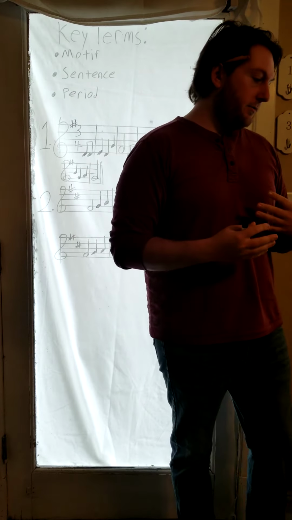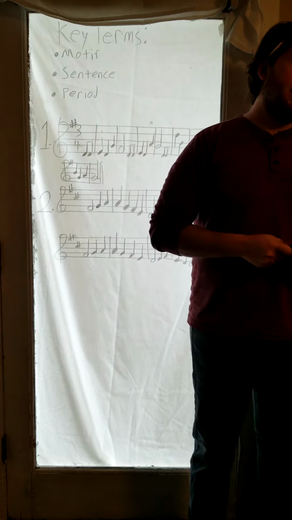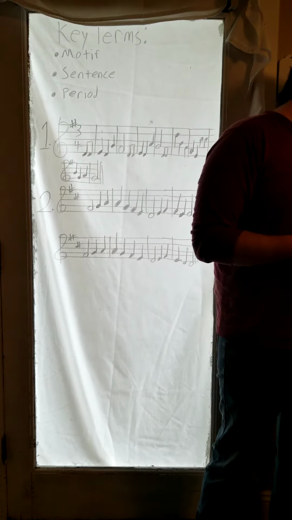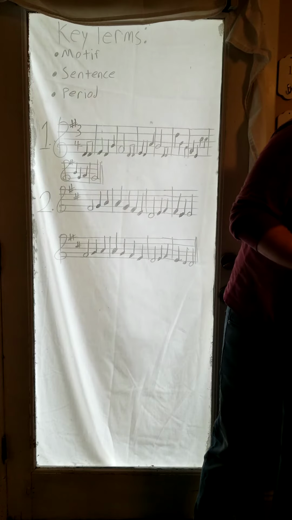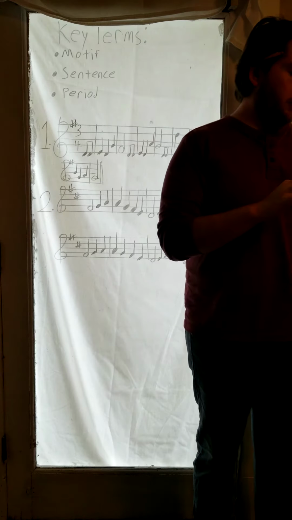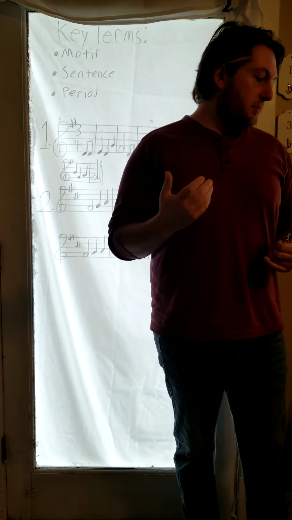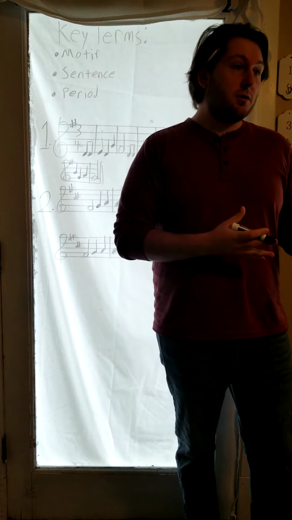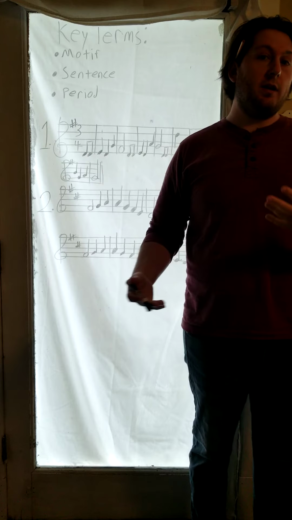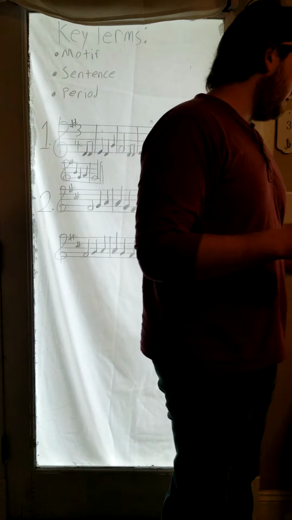So a motive in the dictionary is defined as the smallest recognizable musical element or musical idea. These things can be anything from pitches to rhythm to the contour of pieces. These motivic ideas can be short and sweet, or they can be long and more elaborate, more complex. A few motivic examples.